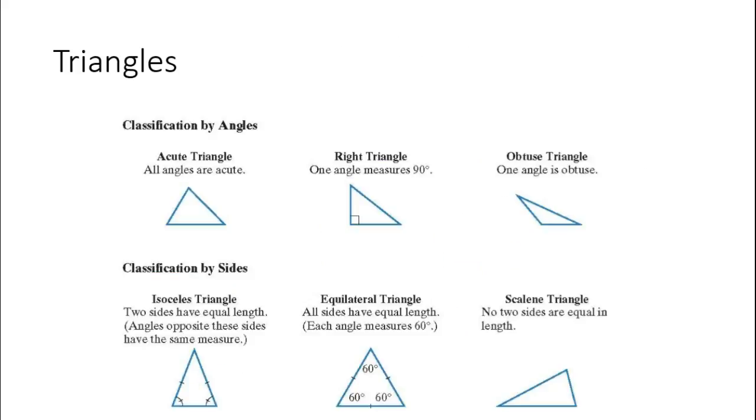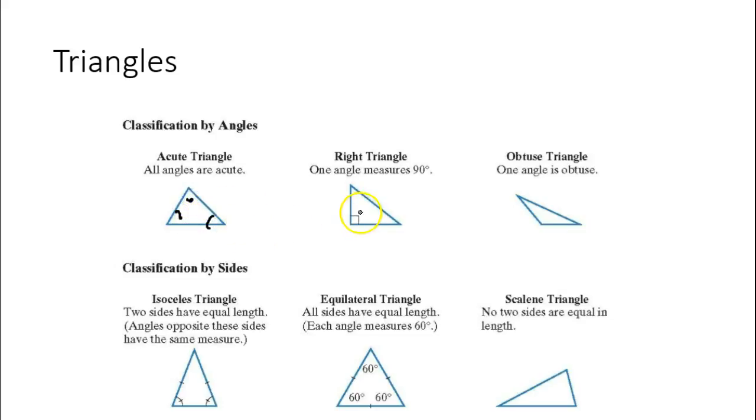Now you should remember this. We can classify triangles either by their angles or by their sides. With acute triangles, all of the interior angles are acute angles. Acute angles are less than 90 degrees. So all of these angles are less than 90 degrees.